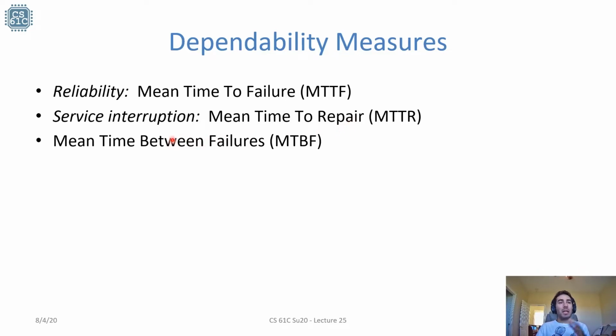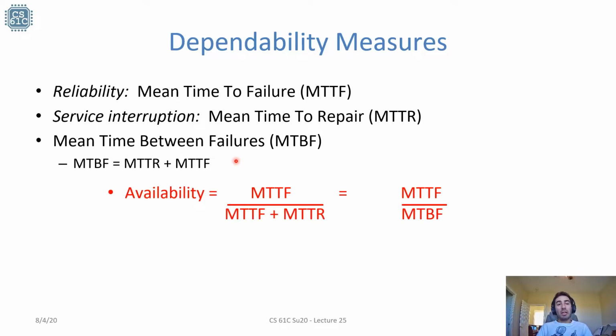And then we can define the mean time between failures as just the sum of these both. Once one failure begins, what's the mean time until the next failure begins? Well, it's until the first failure finishes getting repaired, and the mean time until the next failure. So the sum of these both. And therefore, we could define availability overall as the mean time to failure divided by the mean time between failures. That is how available our systems are.